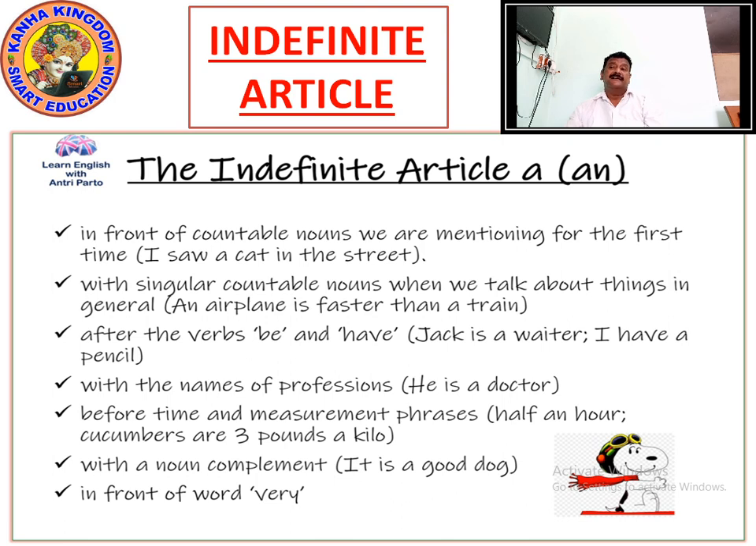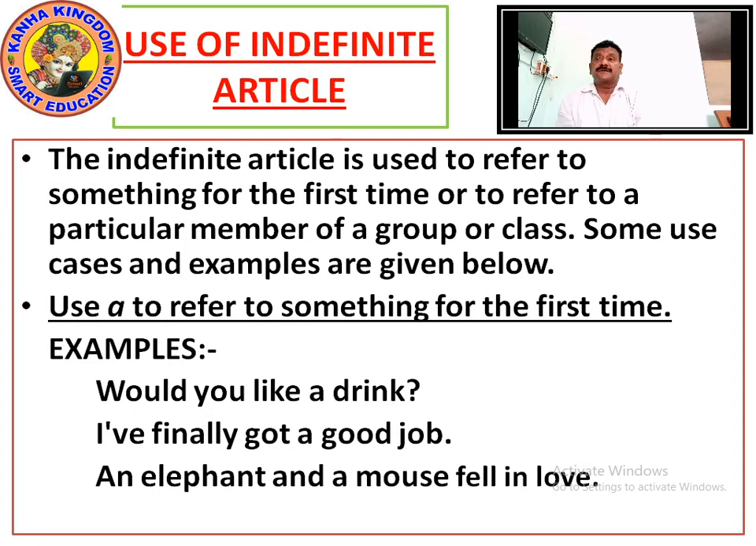Indefinite article is what? A and an, wherever it's used: in singular countable nouns, in names of professions, before time and measurement, like half an hour, cucumbers are 3 pounds a kilo, and in a complement, the noun complement, it is a good day, it's a good dog, right? So now let's go to the next page for the use of indefinite article.